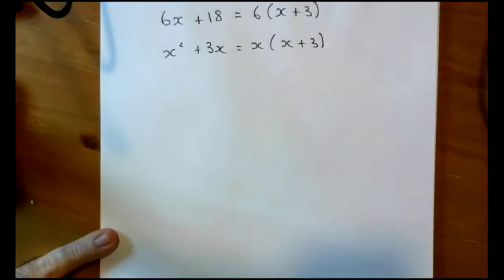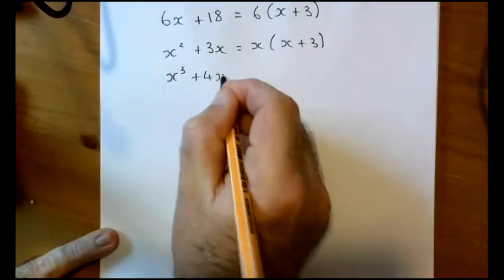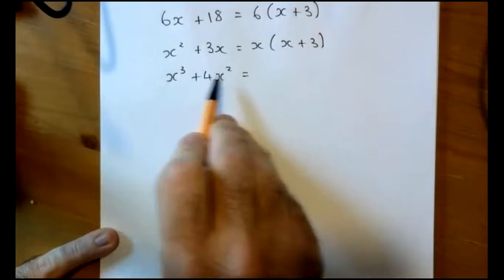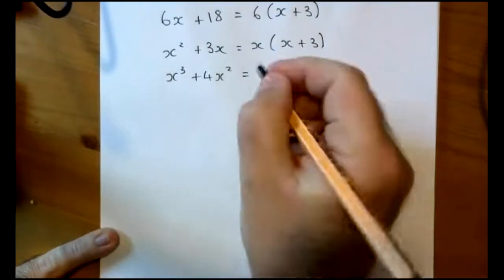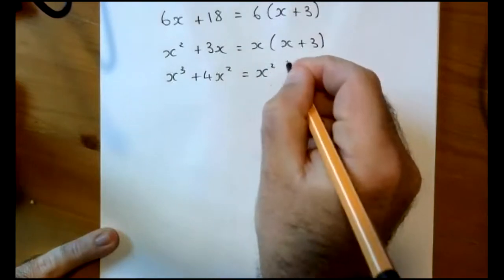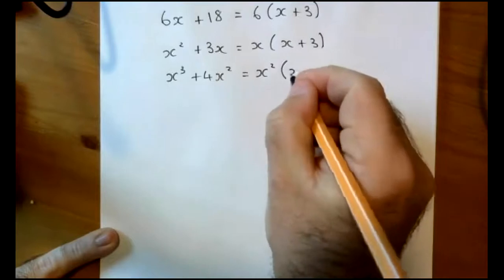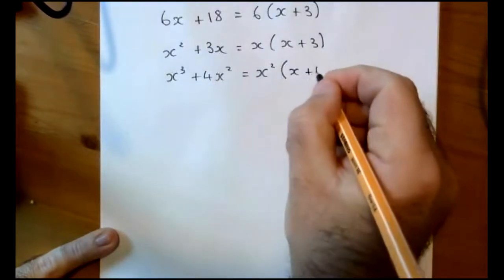Okay, the third question for the starter, x cubed plus 4x squared. So when I look at these two, I can see x goes into both, but also x squared will go into both. So that's the largest factor of both. What do I have to multiply x squared by to get to x cubed? x, and I have to multiply x squared by 4 to get to 4x squared.